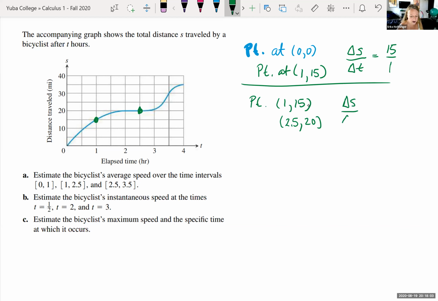So our change in distance over our change in time. Remember, distance equals rate times time, right? And so our rate, our speed, is the same thing as distance over time, which we're kind of doing here. Anyway, change in S, we can look at it this way, or we can use 20 minus 15. So we've only risen 5 miles, but the time that we traveled from 1 hour to 2.5 hours, that's 1.5 hours.